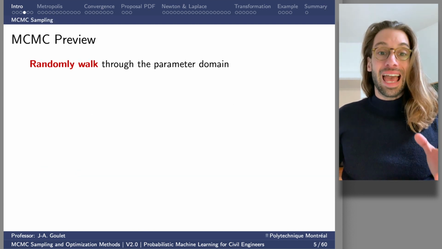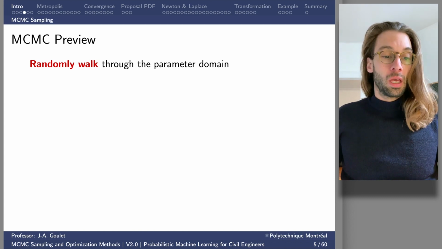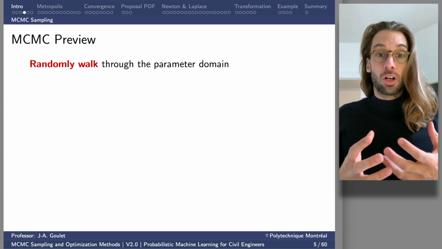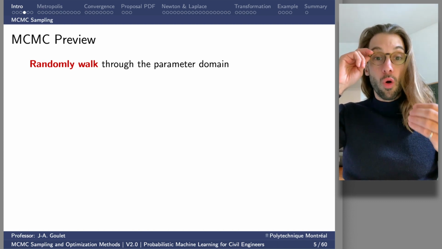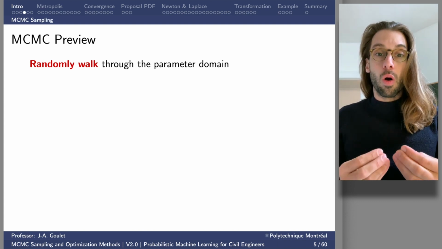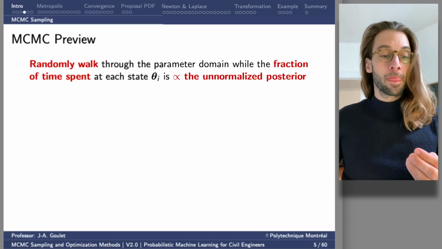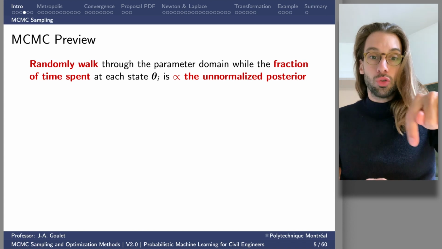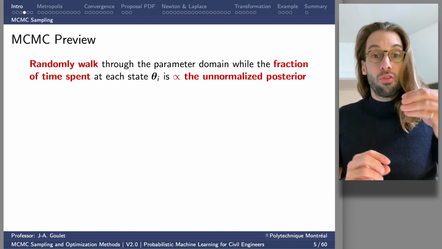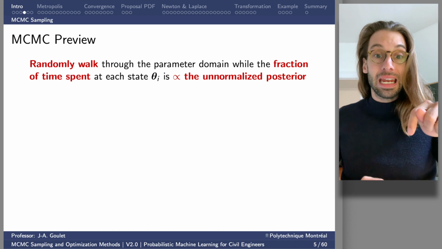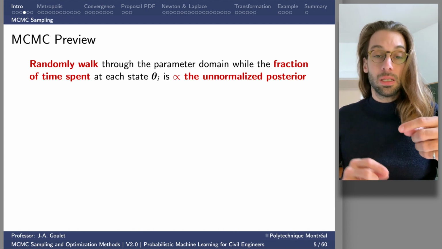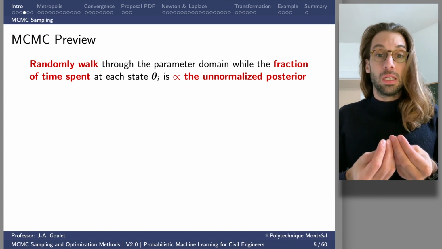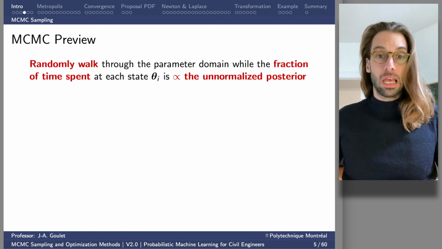Okay, how is this MCMC going to work? What we're going to do with Markov chain Monte Carlo is randomly walk through our parameter space. What does that mean? At the end of this random walk through my parameter space, the fraction of time spent in any region of that parameter space is going to be proportional to the unnormalized posterior I'm trying to sample from.